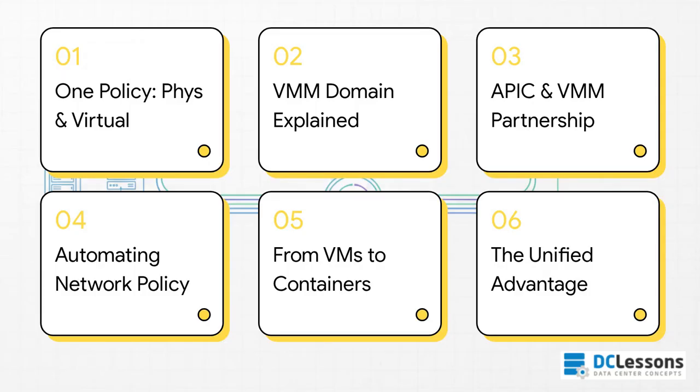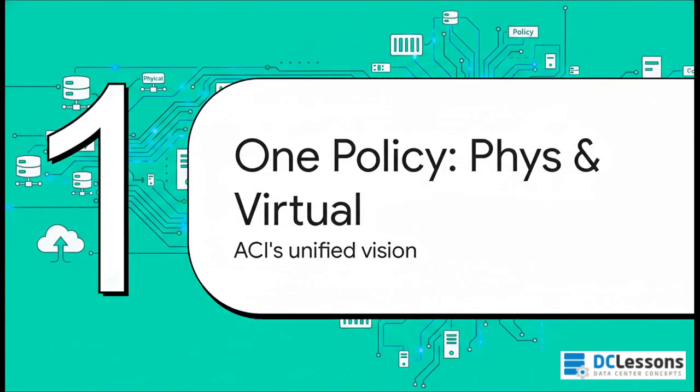All right, here's our game plan. We're going to start with the big vision, one policy to rule both the physical and the virtual worlds. Then we'll get into the secret sauce, the VMM domain. We'll look at how ACI and hypervisors work together to automate policy, see how this all extends to containers, and finally, wrap it up by looking at what this unified advantage really means for you and your whole operation.